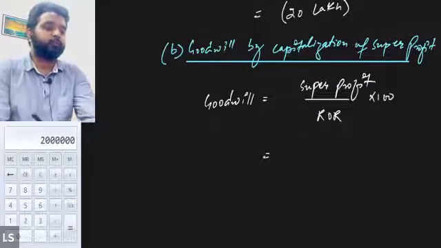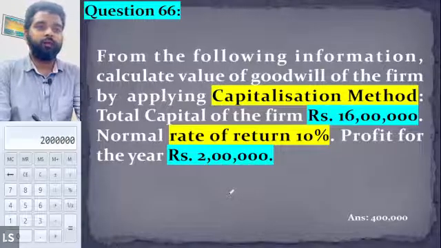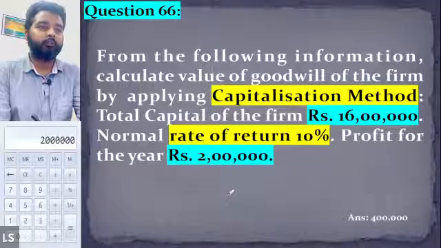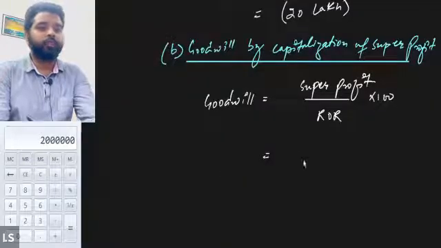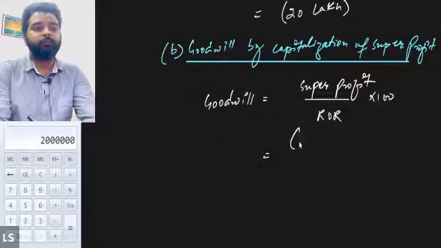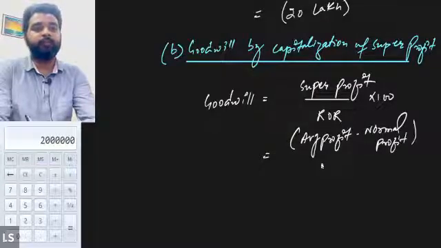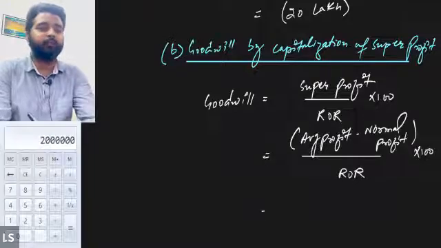So super profit in this question will be calculated by multiplying capital employed by the rate of return, which is given in the question as 10%. So we need to find out the super profit. How do we find it? It is very simple. Simply subtracting the normal profit from the average profit gives us the super profit, right? Then we divide it by the ROR and multiply by 100, and we will get the value of the goodwill.